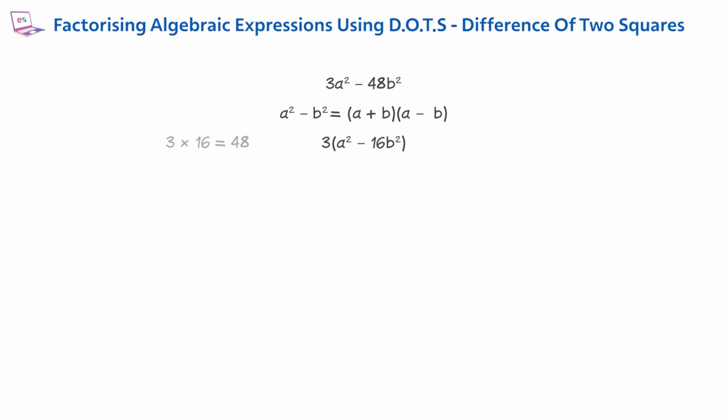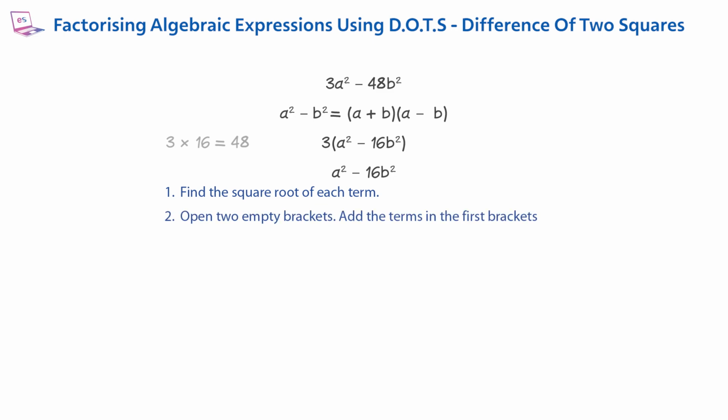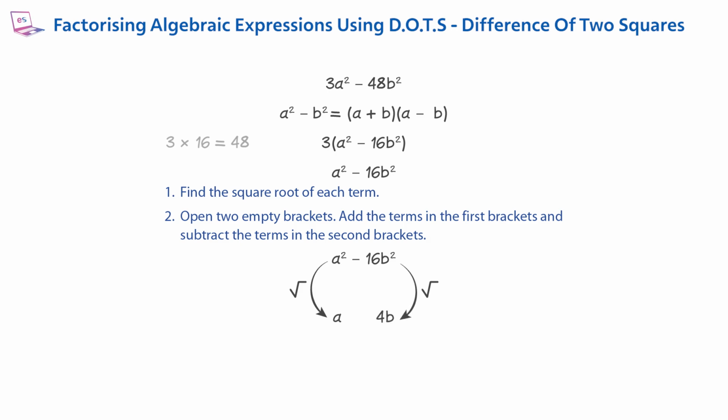Now, let's take the term a squared minus 16b squared and apply the DOTS rule by following two steps. Find the square root of each term. Open two empty brackets. Add the terms in the first brackets, and subtract the terms in the second brackets. Square root of a squared is a and square root of 16b squared is 4b. Next, let's write the terms in the brackets as per step 2. It will be brackets a plus 4b, brackets a minus 4b.